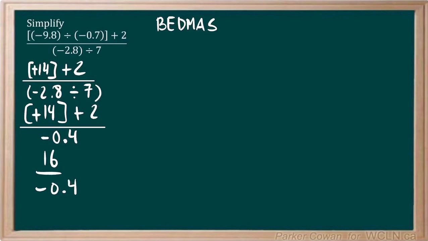Okay, and as you can see now, we've simplified them both. So we can do this last division, and that's going to give us negative 40 because we have a positive divided by a negative. All right, so that's all for this one.